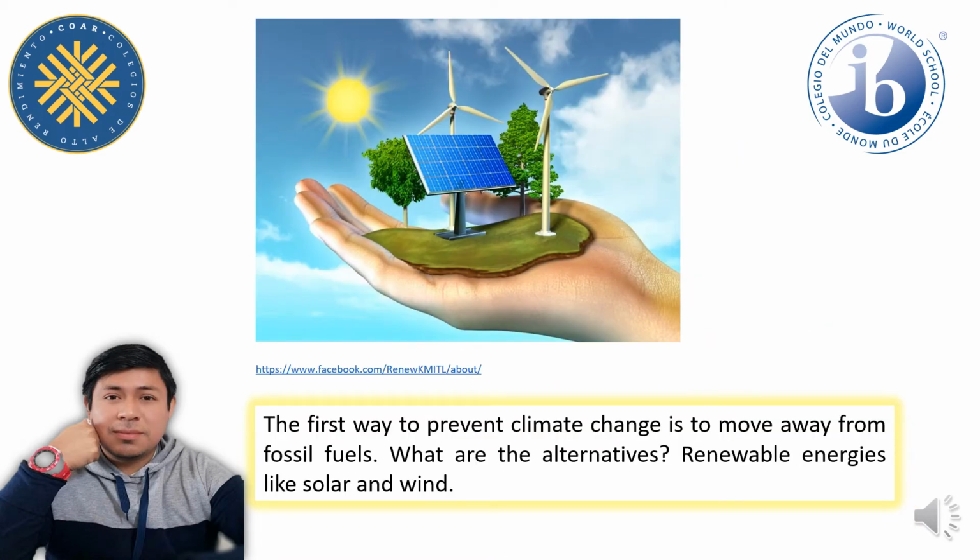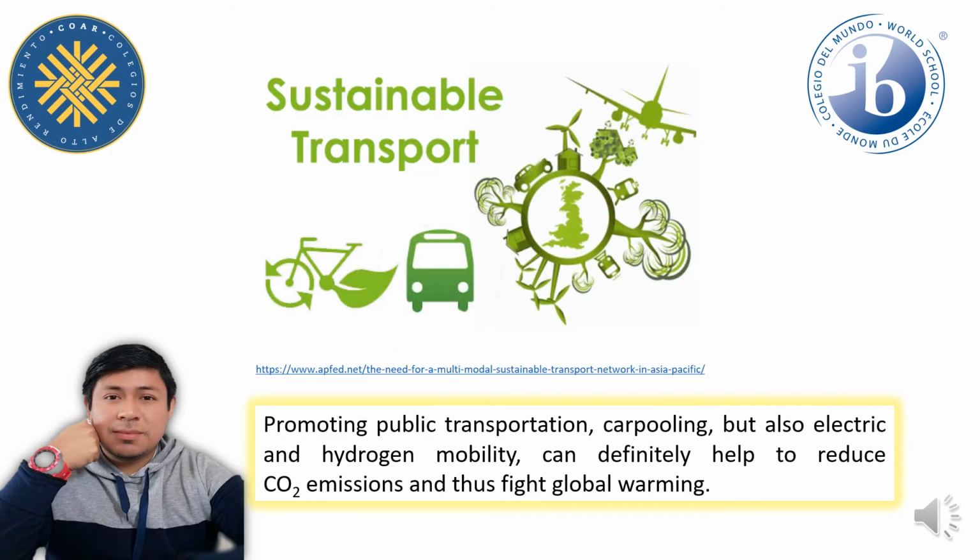The first way to prevent climate change is to move away from fossil fuels. What are the alternatives? Renewable energies like solar and wind. Promoting public transportation, carpooling, but also electric and hydrogen mobility can definitely help to reduce carbon dioxide emissions and thus fight global warming.